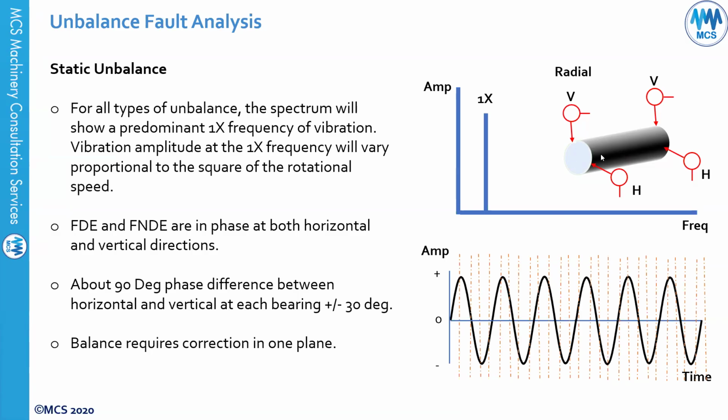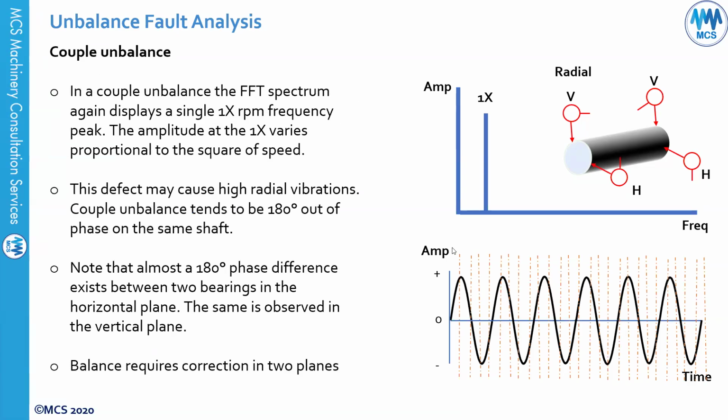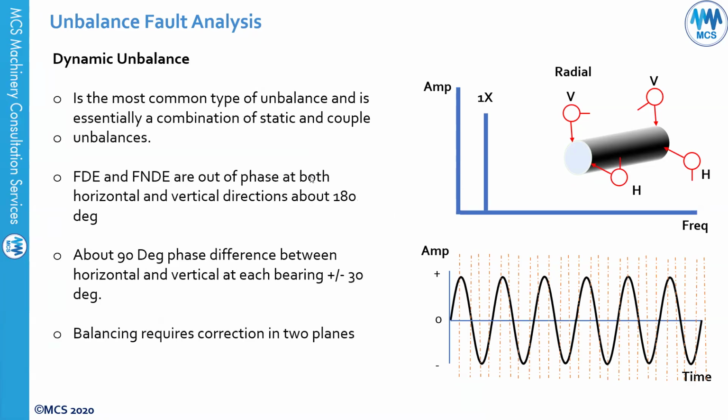In static imbalance, if this is your rotor or your shaft, you will see the two horizontal vibrations will be in phase and the two vertical vibrations will be in phase, as an indication of static imbalance. For couple imbalance, you will see high 1x as well, but the phase will be out of phase across the shaft or across your impeller, two bearings, if the impeller is, let's say, center hung. So across the two bearings, you will see the phase readings out of phase horizontally and vertically. And this is what we call couple imbalance.